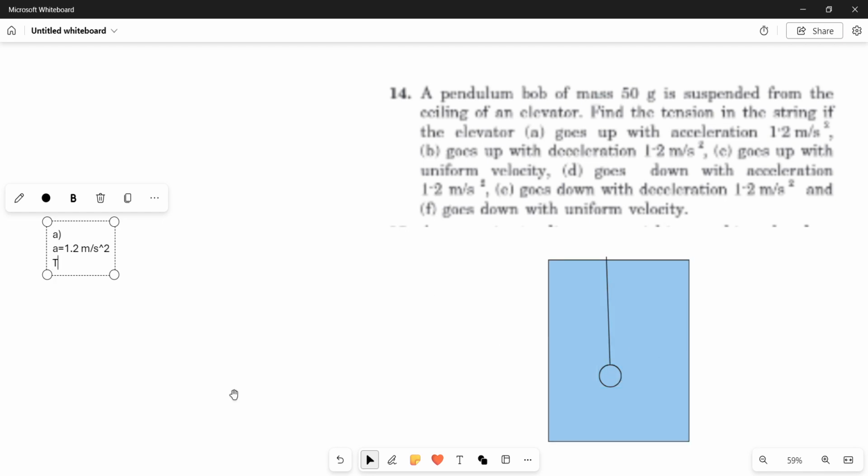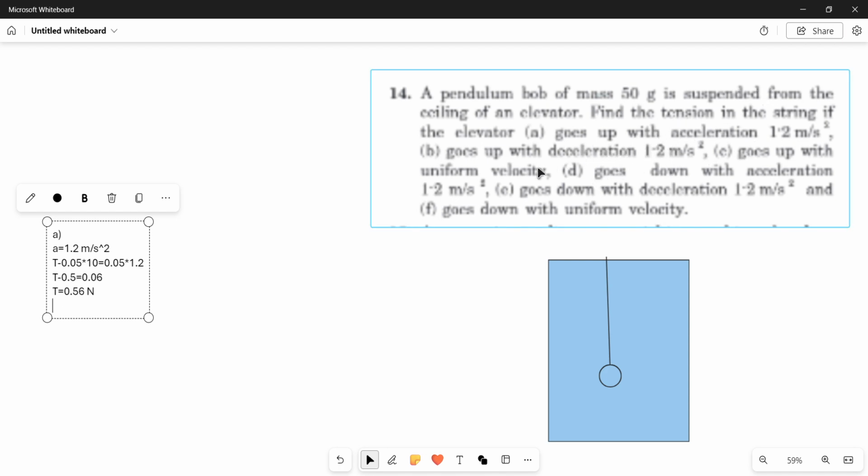So it becomes tension T minus mg. The mass is 0.05 kgs. 0.05 into 10 should be equal to 0.05 into 1.2. So tension T minus 0.5 should be equal to 0.06. So tension T will come out to be 0.56 newtons. So we are done with part A.